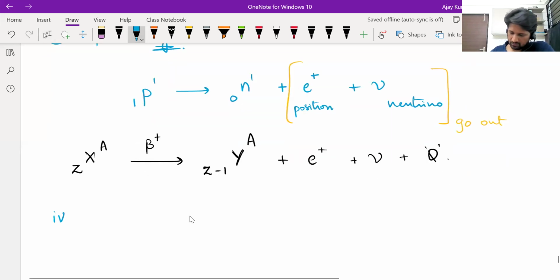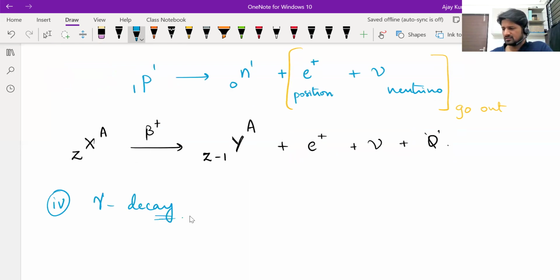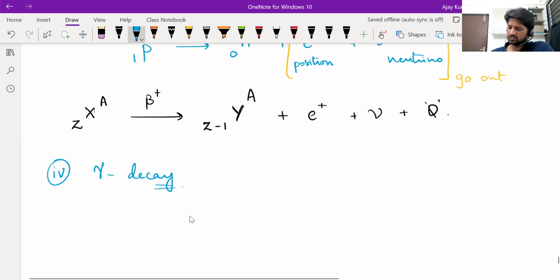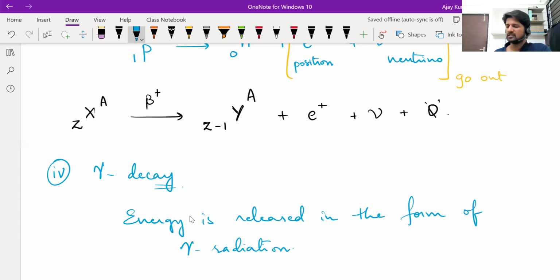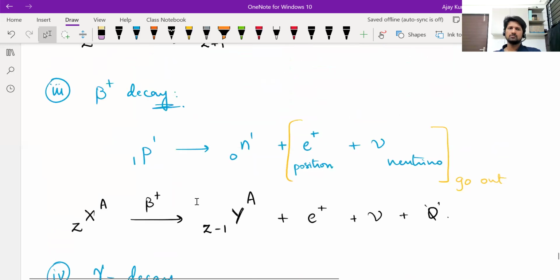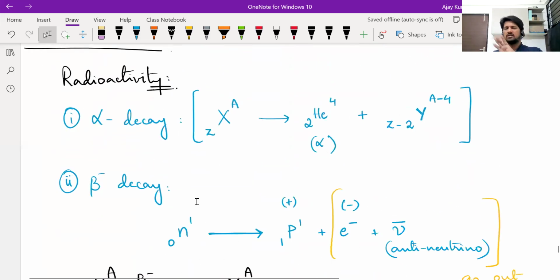And then finally, there is another way of attaining stability that is called gamma decay. Now, in gamma decay, there are no fragments or particles released by the nuclei. Just a high energy nucleus converts to a low energy nucleus by releasing energy in the form of radiation. Okay. So energy is released in the form of gamma radiation. So these are the many different ways in which nuclei can attain stability. Okay, and this is what we call radioactivity, some process by which a nucleus attains stability.